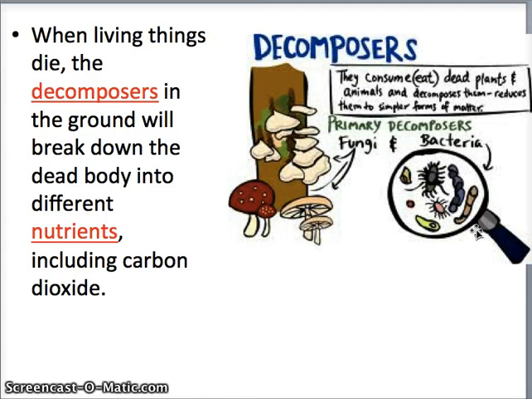Another way that carbon gets returned to the environment is through our decomposers. Decomposers, remember, feed on dead things and waste products. While they are breaking down their nutrients and consuming them, one of the things that they release is carbon dioxide and carbon back into the soil.